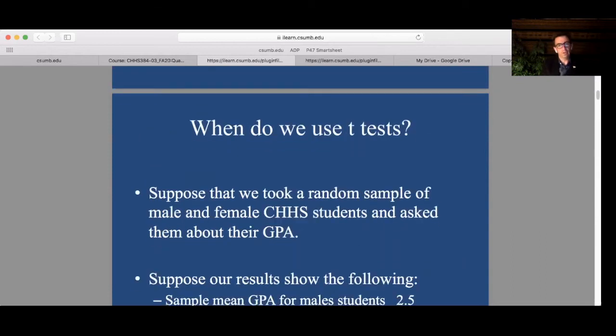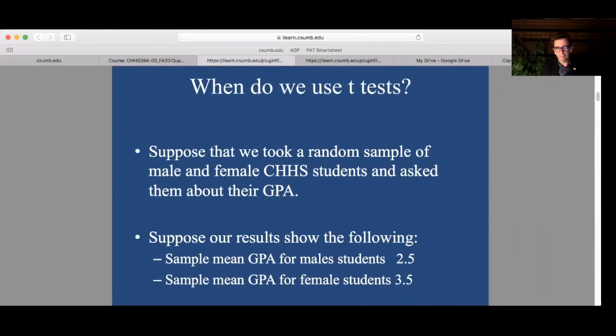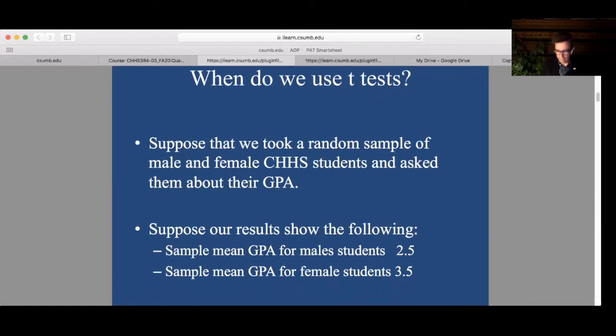All right, so suppose, as an example, that we took a random sample of CHHS students, and we asked them their gender, and we also asked them about their GPA. And then we analyze this variable GPA, which is, of course, an interval level variable. It can take pretty much any value between 0 and 4. And we get the average GPA for male and for female, right? And we get two values, the average for female and the average for male.